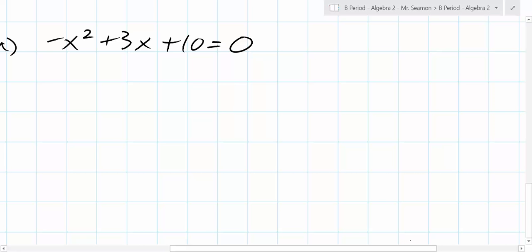I don't like that negative. What could you multiply everything by? You could just make this the same thing as x squared minus 3x minus 10 is equal to 0, because 0 times negative is still 0. Now, is that easier to factor? Yeah. You could, but it doesn't change the answer.